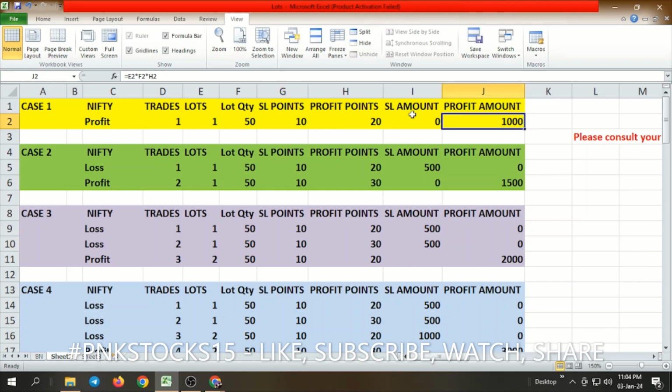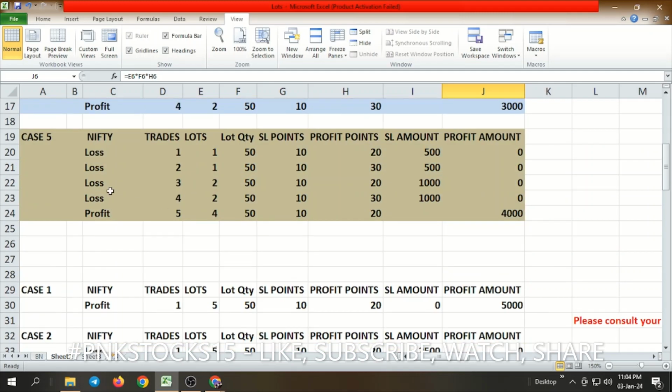If you lost the first trade, then go back, do the second trade and earn 1500. Whatever you give back to the market, 500 minus, you are getting 1000 rupees on the third trade. And what if you lost the fifth trade? Then you don't have sufficient skills now.